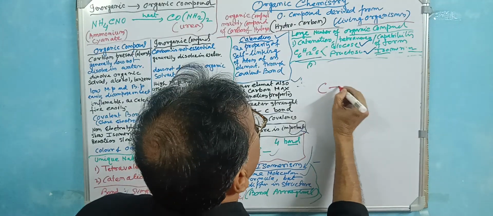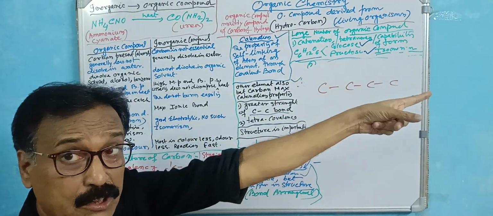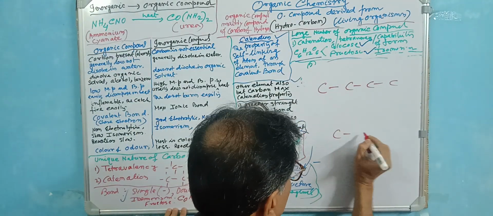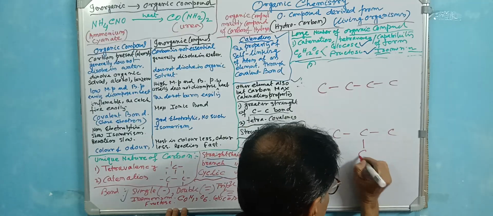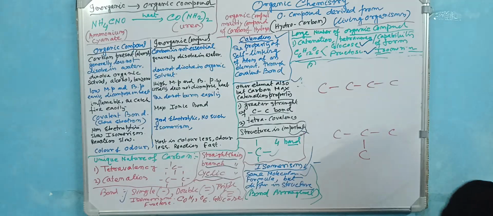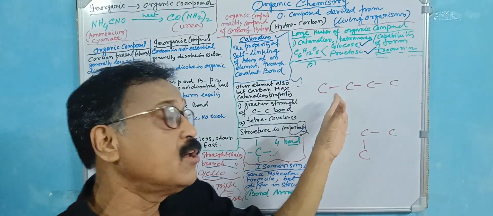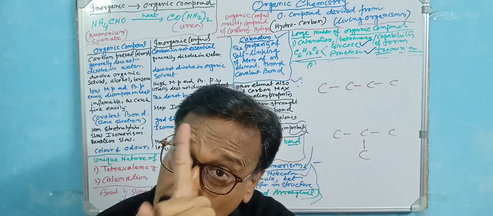4 number of carbon, 1, 2, 3, 4. 4 number of carbon, this is a straight chain. But 4 number of carbons, this is the branch chain. Iso. That is the difference in case of the organic compound. This is not what you see in case of any inorganic compound. This is the very important thing.